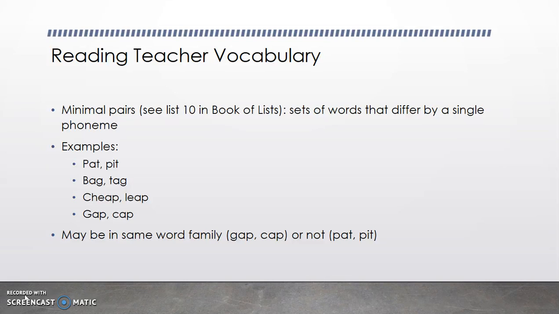And gap and cap. Now, minimal pairs may be in the same word family, such as gap or cap. So they have the same rhyme, that AP. Or they may not be in the same word family, such as pat and pit, in which the rhyme for those two words is different. AT versus IT. Remember, to be minimal pairs, the set of words just needs to differ by any single phoneme.